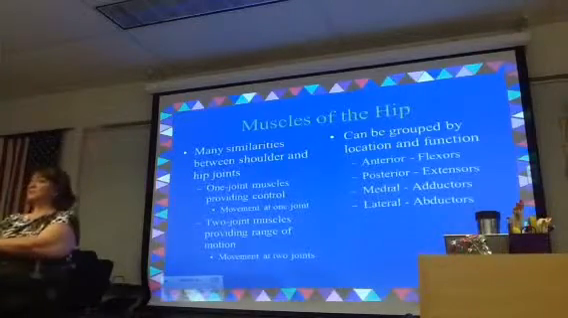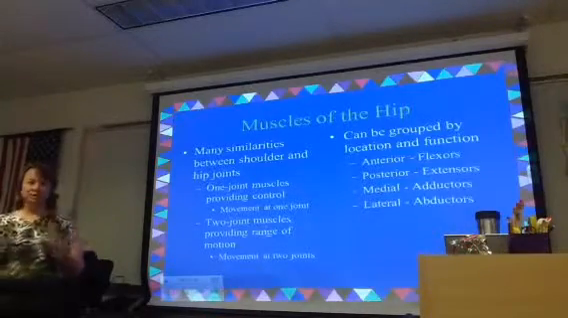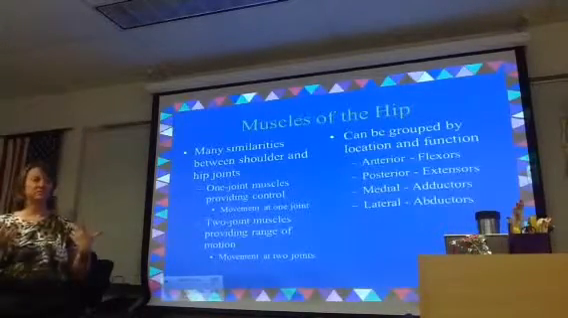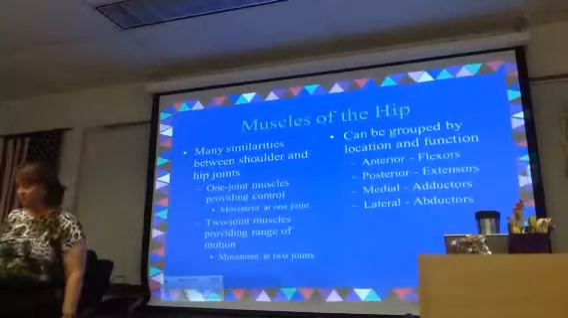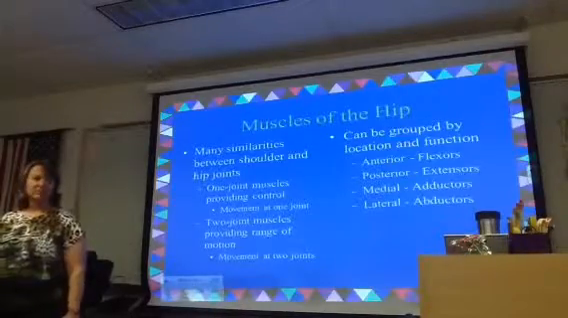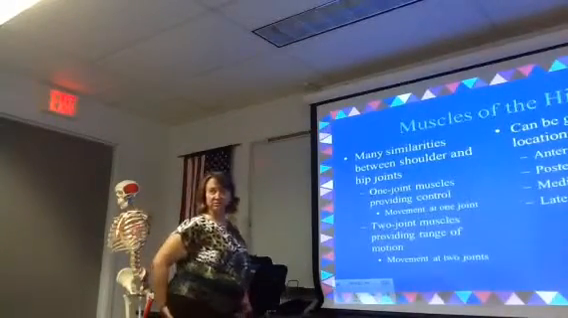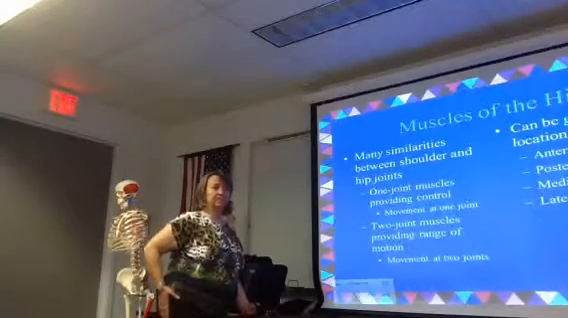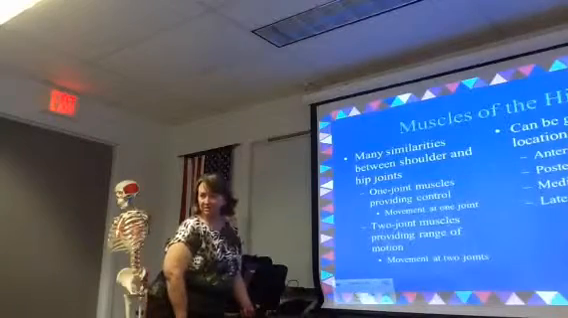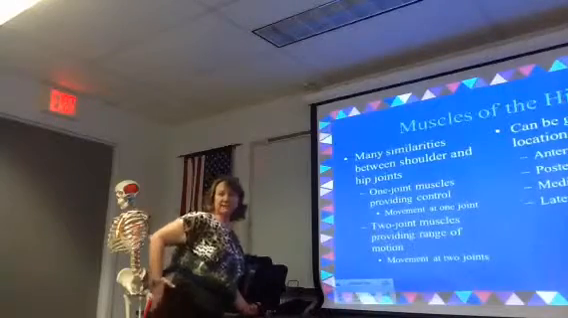So just like, if we look at the quad, these are flexors, these are extensors. So we're going to look at body surfaces or areas to find groups of muscles. And so as far as the hip is concerned, the anterior muscles are going to be your flexors. So the opposite of that is extension. So the posterior muscles are going to be extensors. And the medial muscles, towards the middle, are going to be adductors. And the lateral muscles are going to be abductors.